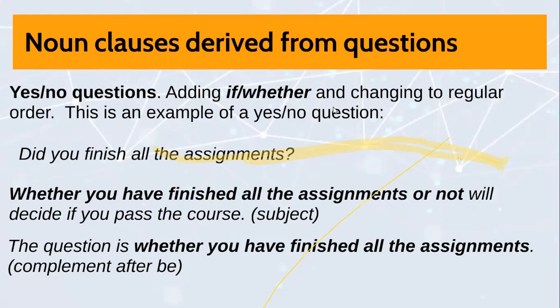Yes, mister. So as we said before, the way to turn these into a noun clause is by adding if or whether and removing the question order. It should have a normal sentence order, okay? Yes, sure. The way to turn these into a noun clause is to add if or whether, depending on the case, and removing the question order.